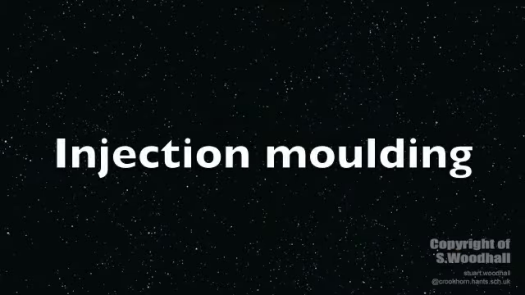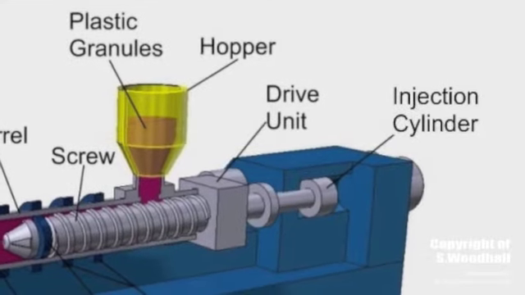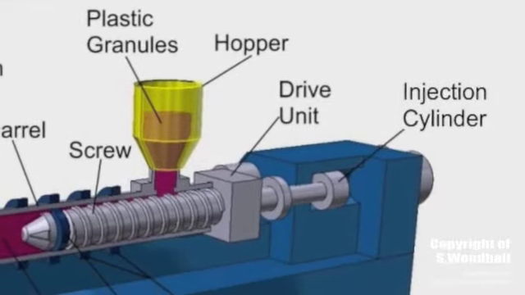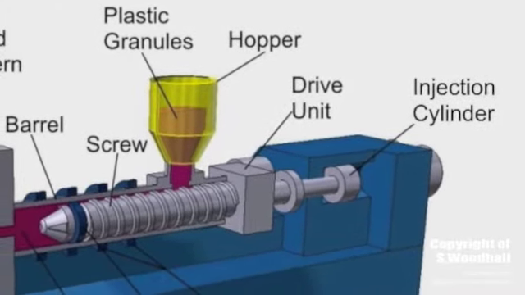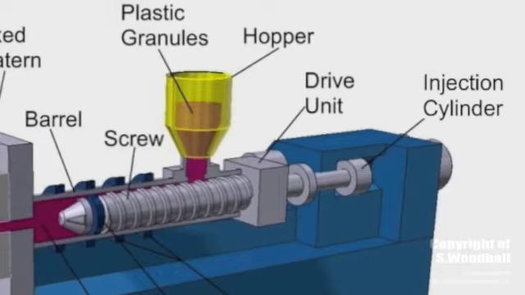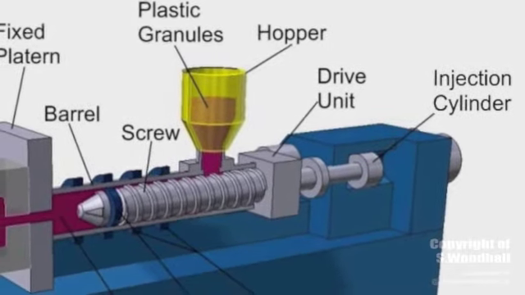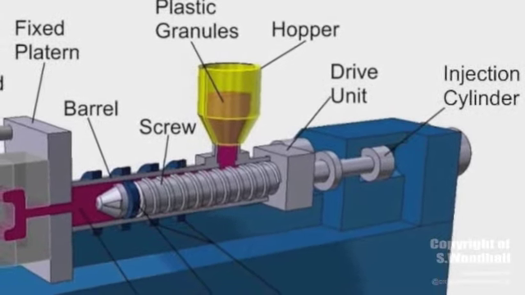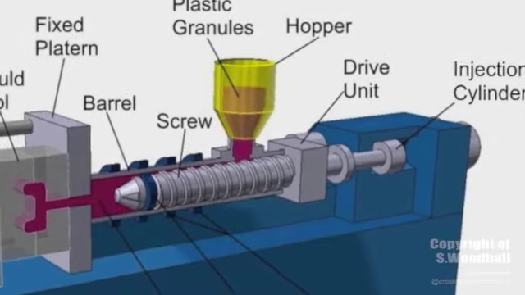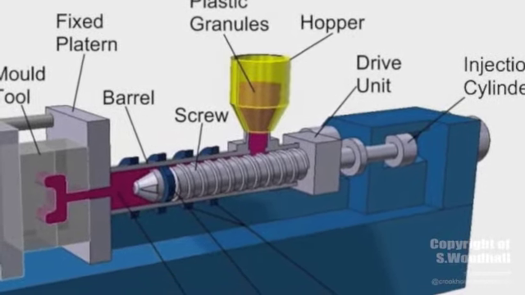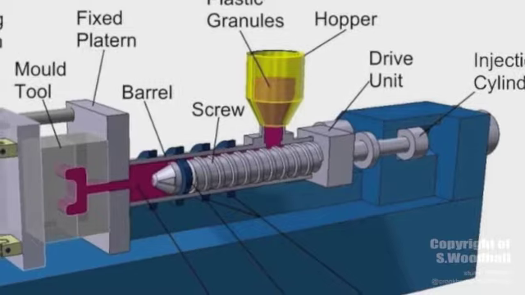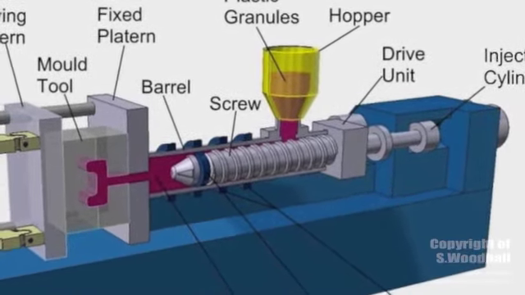The second method we're going to look at is injection moulding. Injection moulding is very similar to blow moulding, as a hopper is used to store plastic granules which are then threaded through a screw and heated until they become liquid. This liquid is then forced into a mould, but instead of relying on air, pressure is used until the plastic fills the mould. The mould is then cooled and the plastic released.